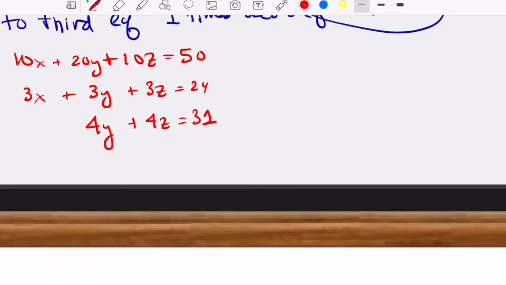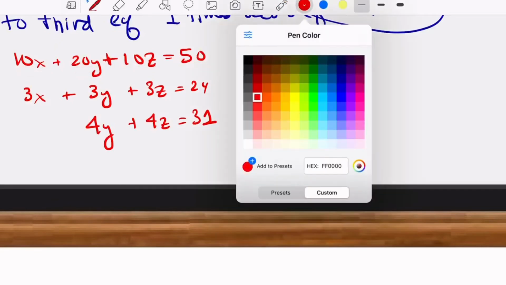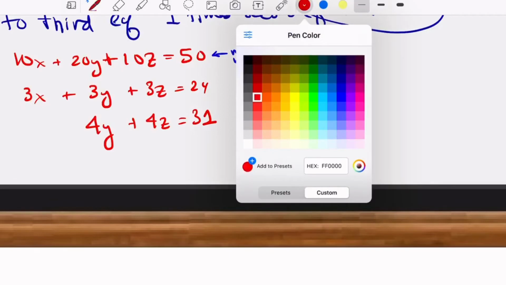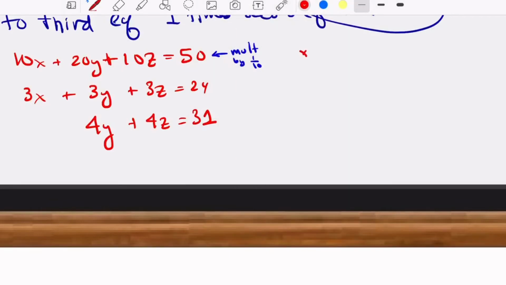Another thing I can do is I can see that 10 goes into all of these, the number 10. So I can multiply everything here. The entire row I'm going to multiply by 1 over 10. That should get rid of all those kind of annoying numbers. So that would give me x plus 2y plus z is equal to 5.